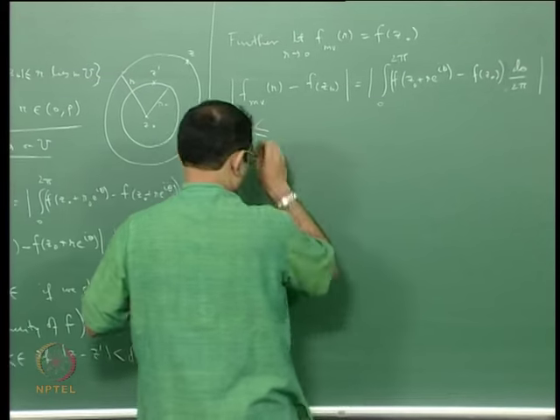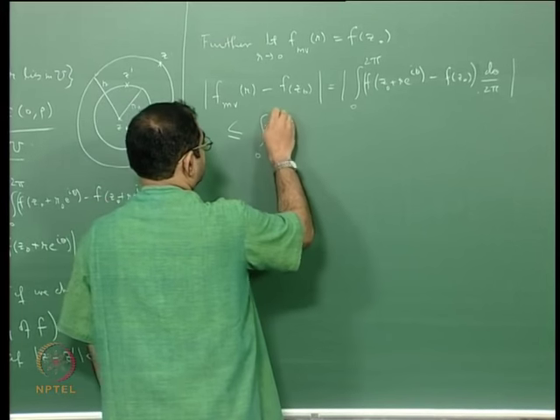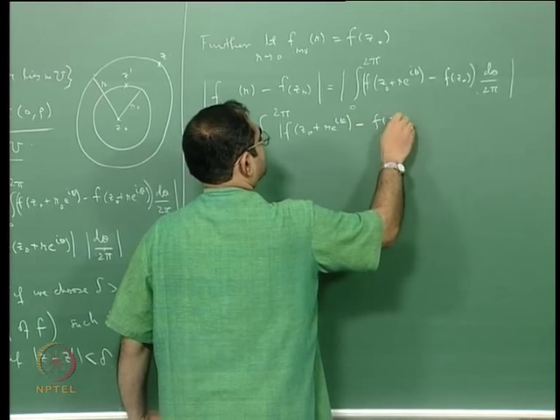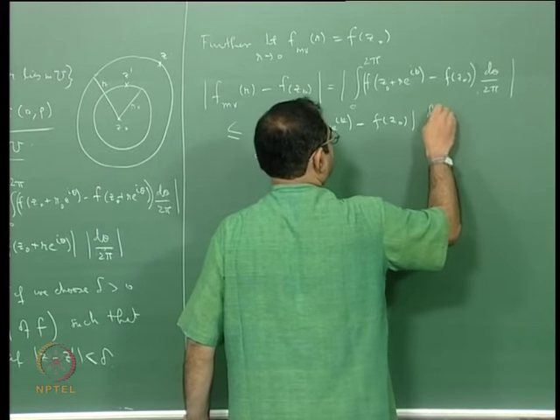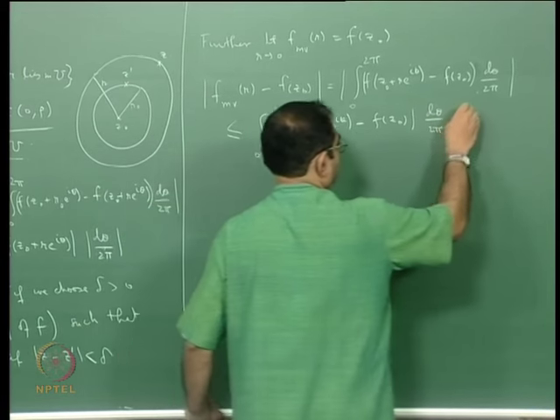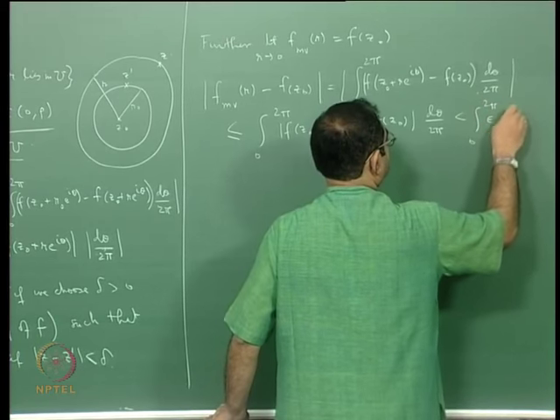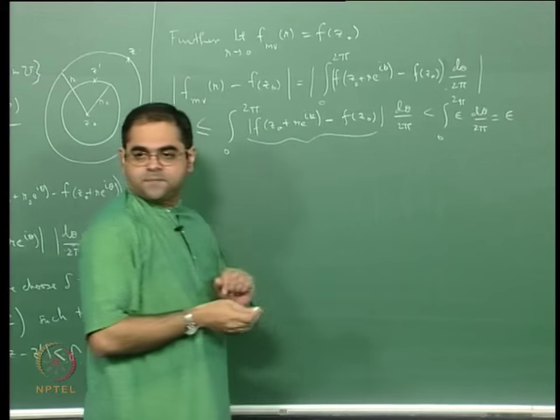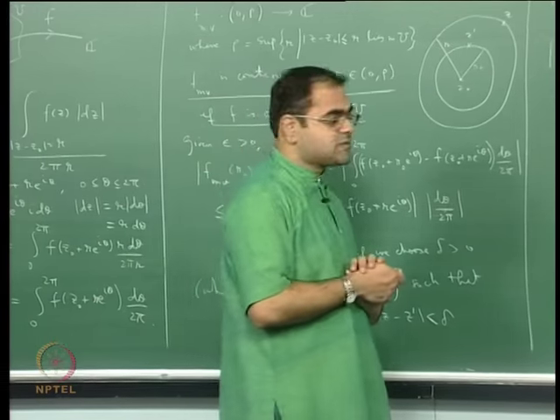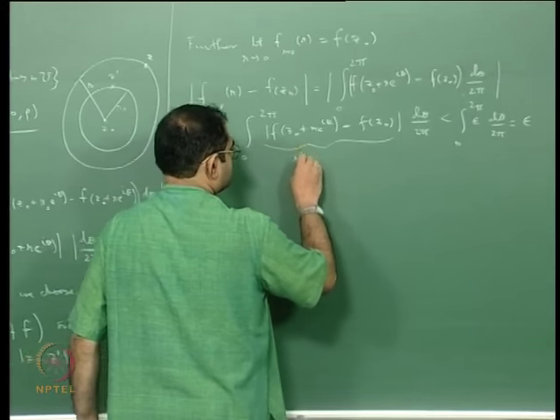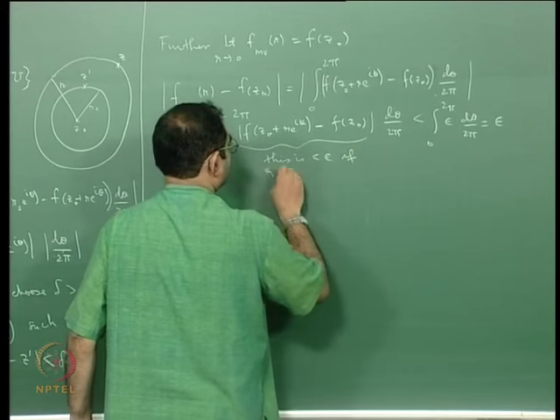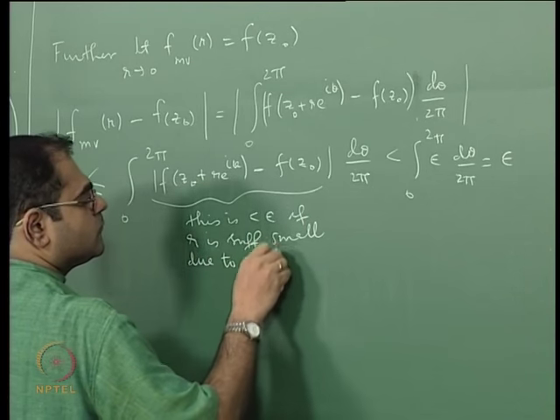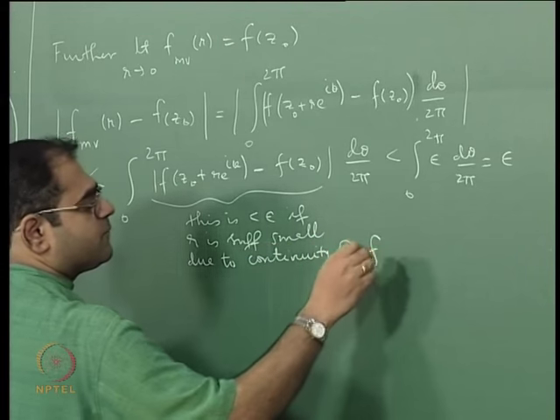And again, modulus of the integral is less than or equal to integral of the modulus, so this is less than or equal to the integral from 0 to 2 pi of mod of f(z naught plus r e^(i theta)) minus f(z naught), d theta by 2 pi, and this can be made less than the integral from 0 to 2 pi of epsilon d theta by 2 pi, which is equal to epsilon. I can make this less than epsilon because of continuity of f at z naught, if I make r sufficiently small.